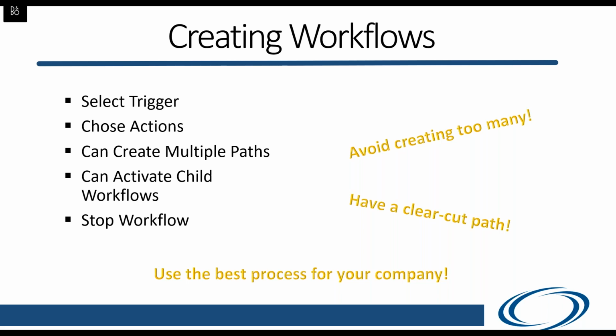Having a clear-cut path is also super important, especially if you're doing those multiple paths. You may have it if field A here is answered yes, I want it to take this path, and then later on you're like, oh wait, but if it's field B, I want it to take this path if that's answered yes. You could have a record that has both of those fields marked as yes, taking 2 different paths. You can wind up with circle workflows. So you definitely want to have a clear-cut path when you are setting out your workflows.